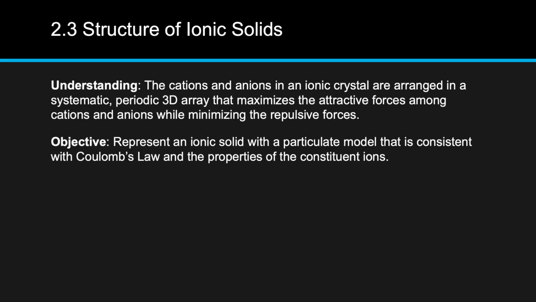All right, hello everybody. Today we are going over the third lesson of Unit 2, which is on structure of ionic solids. Your understanding today is that the cations and anions in an ionic crystal are arranged in a systematic periodic 3D array that is going to maximize the attractive forces and minimize the repulsive forces. Your objective is to represent an ionic solid with a particulate model that is consistent with Coulomb's law and the properties of the constituent ions.